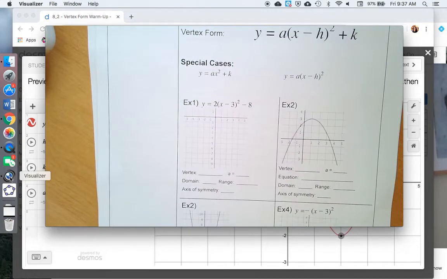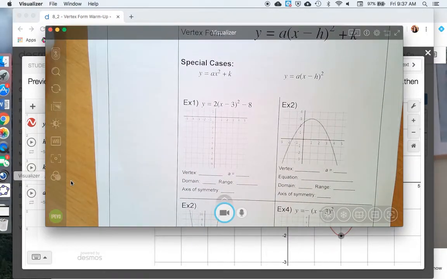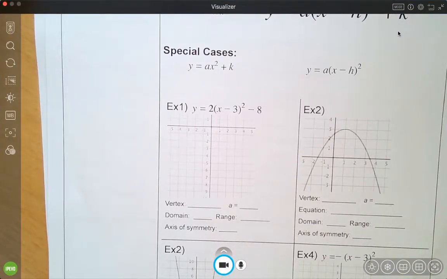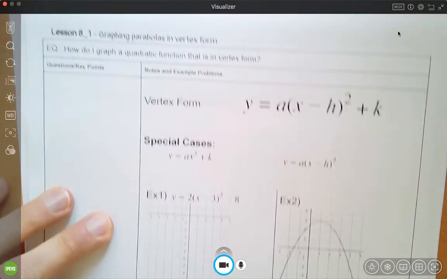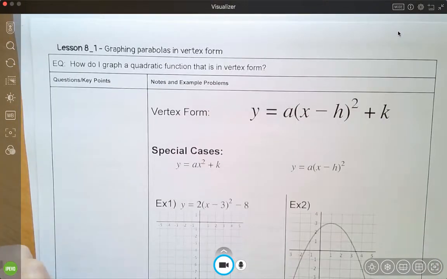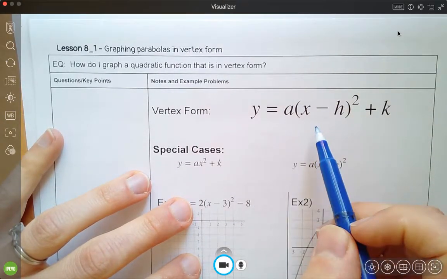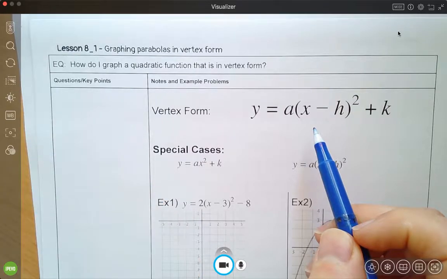So again, if you have these notes, fabulous, and if you don't have these notes, then you're just doing this on a piece of paper, and that'll be just fine. All right, so the essential question today: how do I graph a quadratic function that is in vertex form? So this is vertex form. Ugh, this video is choppy, sorry.